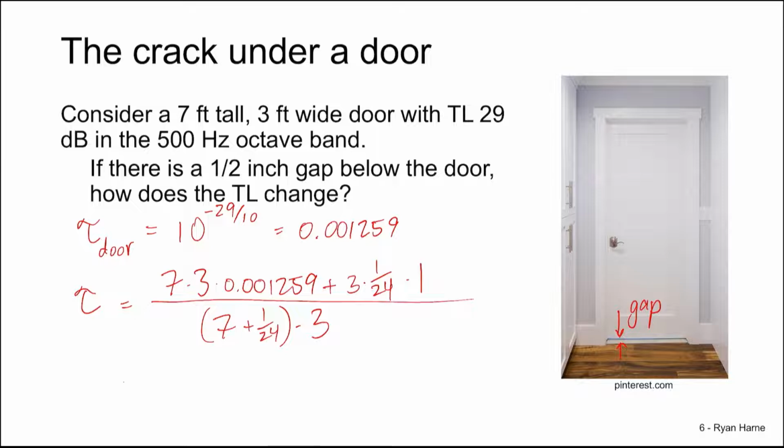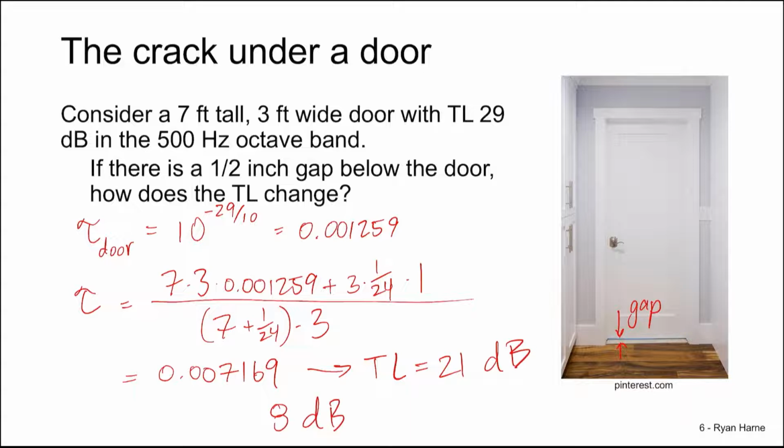And when we run these numbers, we find this is equal to 0.007169. Then when we compute transmission loss of the overall door, we find this to be 21 decibels. So this is an 8 dB reduction by the gap. This is a large contribution quantitatively due to a small gap below that door once it's installed. But how does this large quantitative change yield perceptive difference of the total transmission loss?